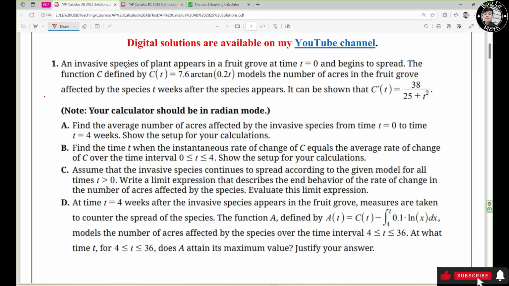An invasive species of plants appears in a fruit grove at time t equals 0 and begins to spread. The function c of t is given by this expression, and c prime of t is given by this one, where t is measured in weeks. Now question A: find the average number from time t equals 0 to t equals 4.